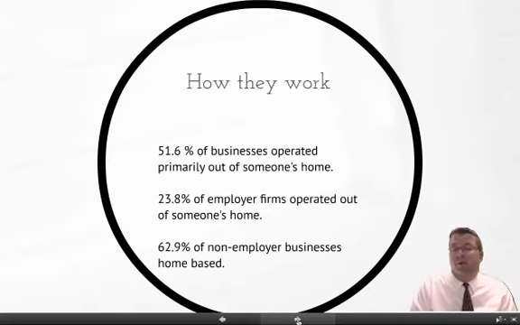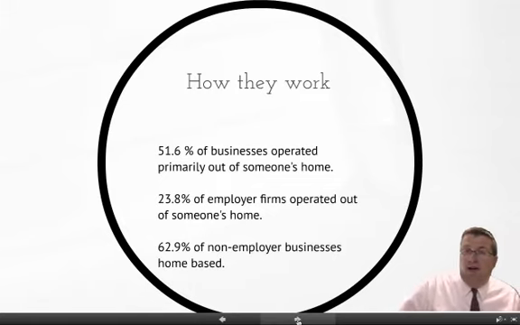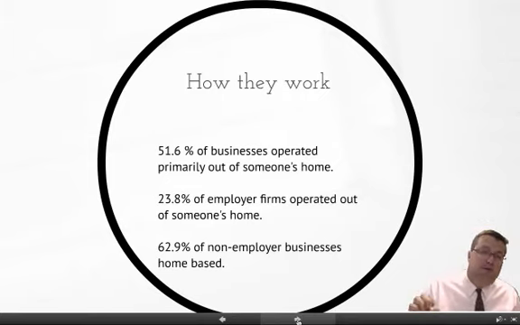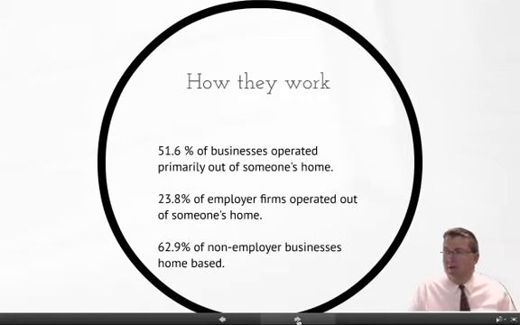How they work: 51.6% of businesses are operated primarily out of someone's home. 23.8% of employer firms are operated out of someone's home. And so if you have employees, you're going to be less likely to operate from a home. Does not mean you can't. So even if you have employees, still 24% of those businesses are going to be operated out of their home.